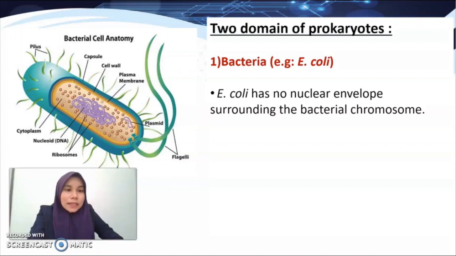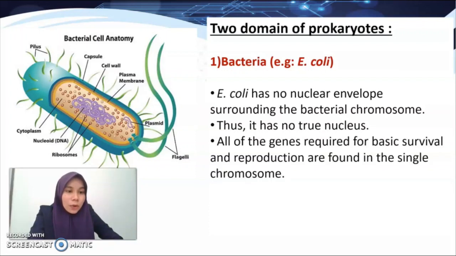The first domain is bacteria. For example, E. coli. E. coli has no nuclear envelope surrounding the bacterial chromosome. Thus, it has no true nucleus.